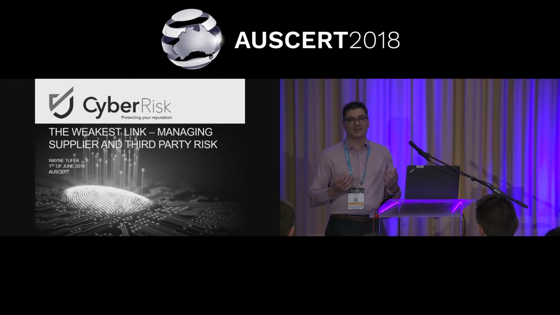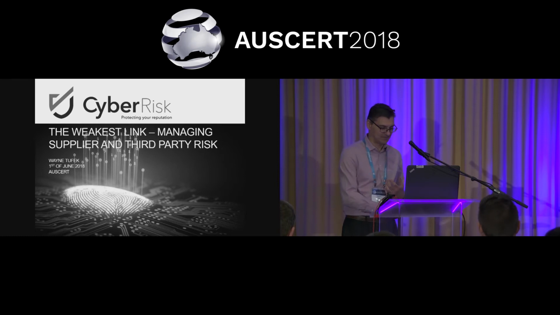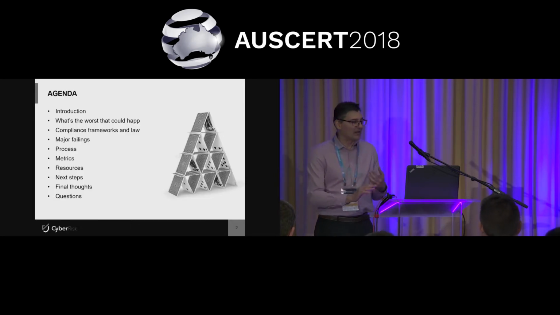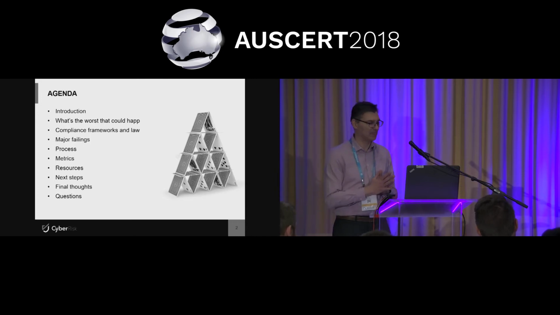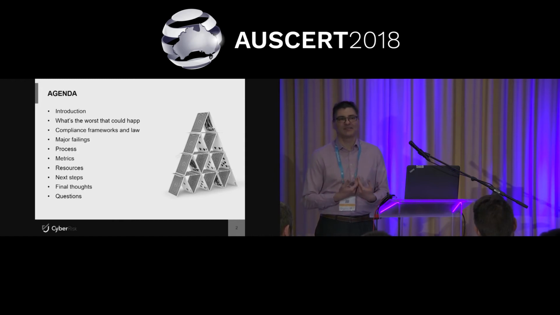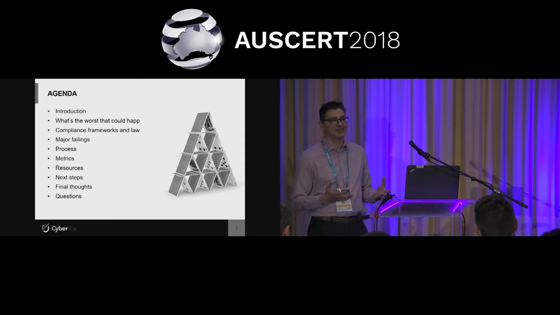So my presentation today is basically about the set of activities and the steps and the procedures that you can use in order to manage your third-party risk. Today, I'm going to talk about some breaches in the past, so you get a feel for what's the worst that can happen. I'll talk about some compliance frameworks and the law, so what guidance do we have around how third-party risk should be managed. I'm going to talk about the major failings, so when I go into an organisation and look at their existing third-party risk management process, what are the things that come out the most as being done poorly or not being done well enough.